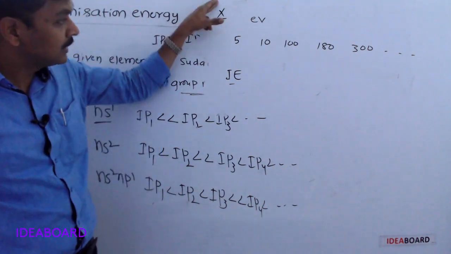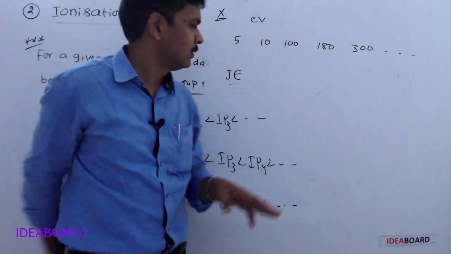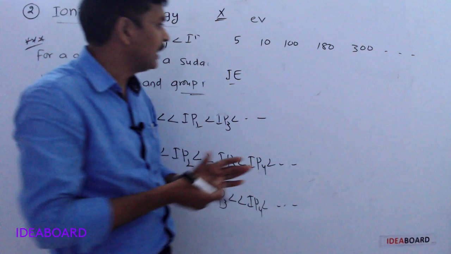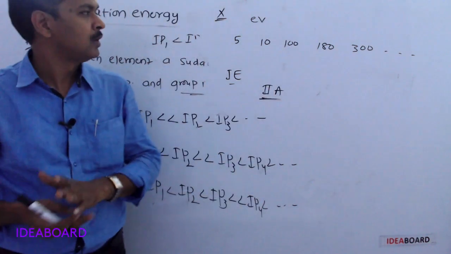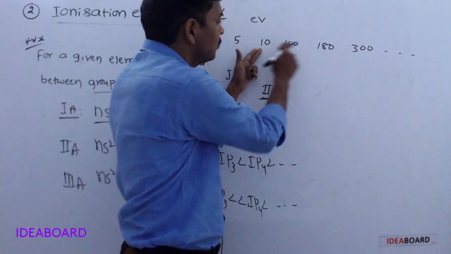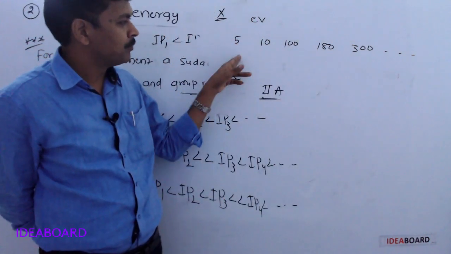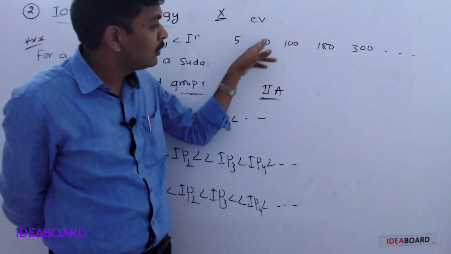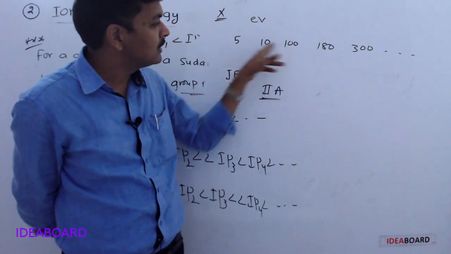For a given element X, successive IP values are given. Then X belongs to which group in the periodic table? It belongs to second A group, because between these two there is a sudden jump. IP1 is 5, IP2 is 10, IP3 is 100. Here the sudden jump is there. The difference is more.